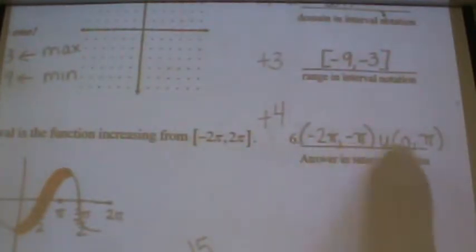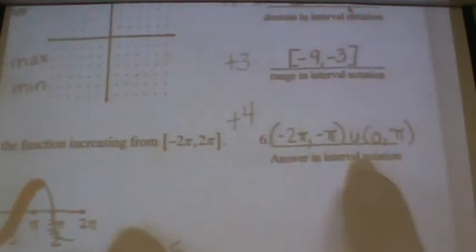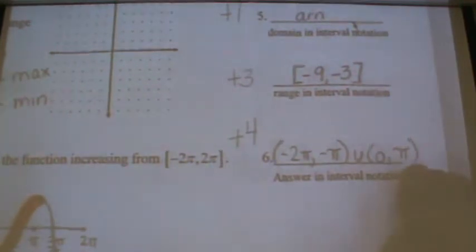We talked about this, why am I not putting brackets? Because it's continuous. What's happening at negative 2 pi? It's not increasing or decreasing, it's a minimum or a maximum. So you don't include those, you use parentheses on this one. Questions?